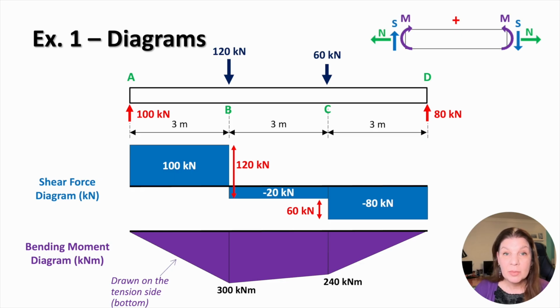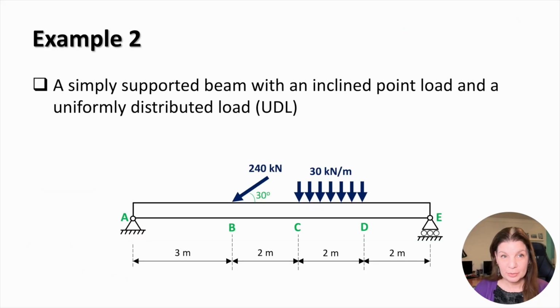The maximum bending moment occurs where the shear force changes sign, which is in this case at point B. Overall, point loads cause jumps in shear, constant shear produces linear bending moment, and the diagrams reflect the physical behavior of the beam. We now consider example 2.